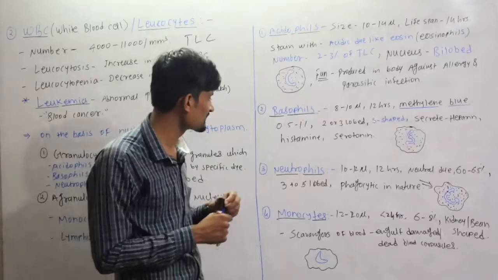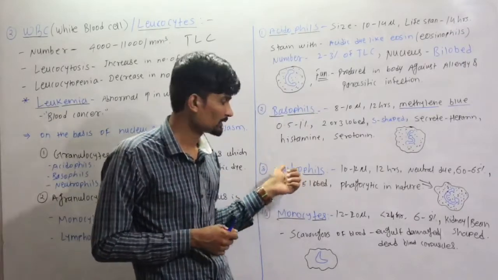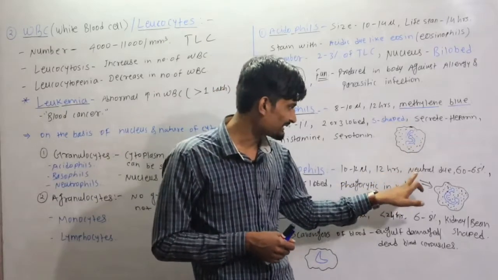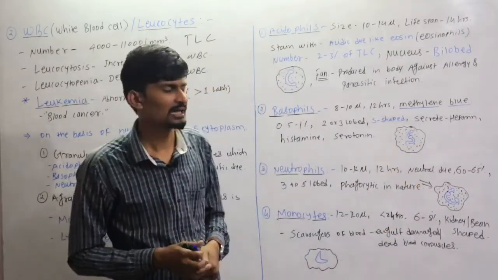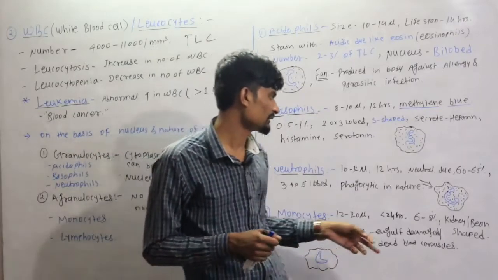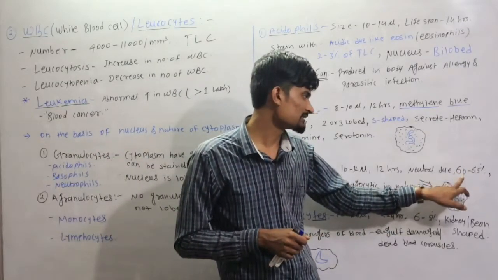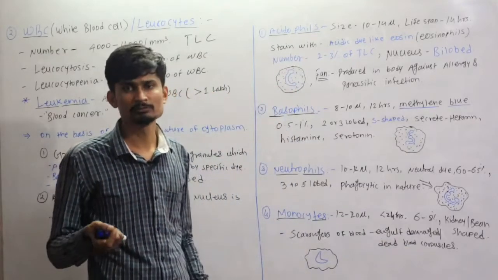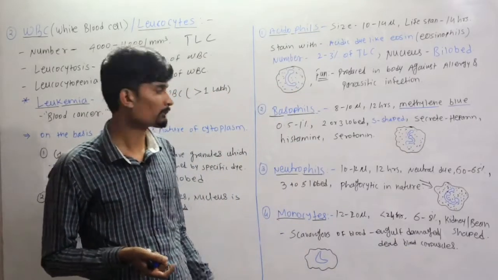Now the next one is the neutrophils. The size is 10 to 12 micron. The lifespan is 12 hours, and they stain with a neutral dye. That is why these are called neutrophils, or they don't stain. The percentage number is 60 to 65%. So neutrophils are the most abundant WBC. These are the maximum WBC.